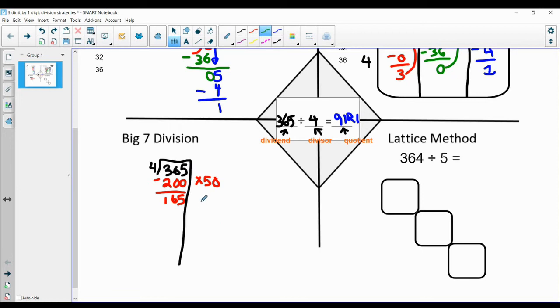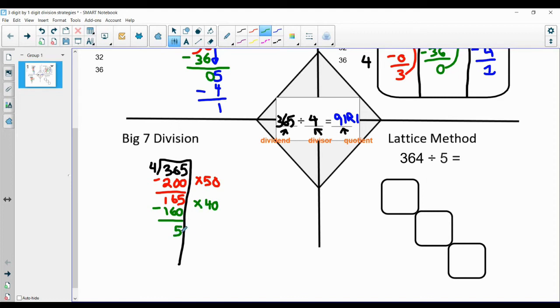Next, I'm going to multiply by another friendly number. I can't use 50 anymore because 200 is greater than 165. So I'm going to use 40. 4 times 4 is equal to 16. And if I put a 0 at the end to include 0 in my ones, then I'm going to have 160. 165 subtract 160 is equal to 5.